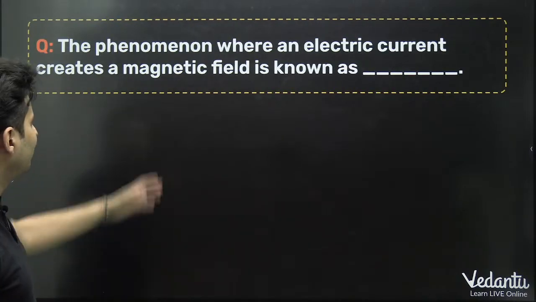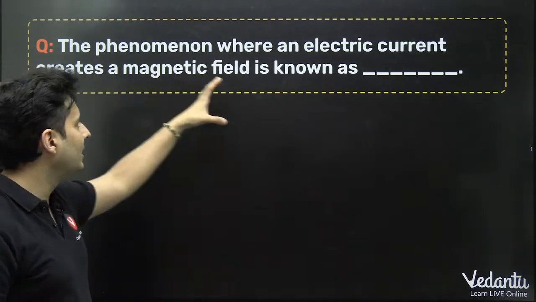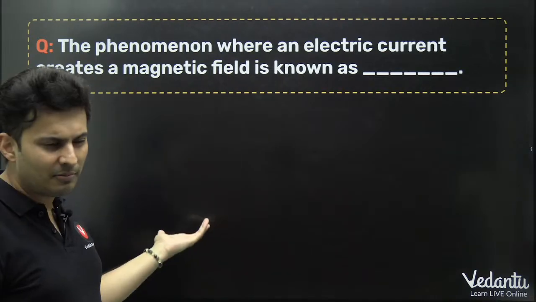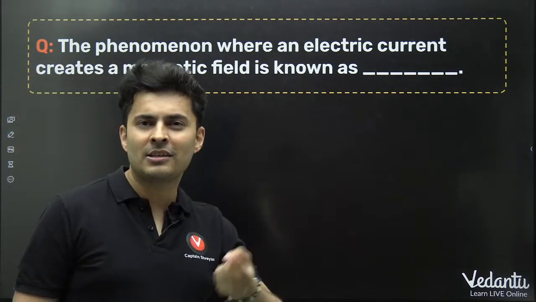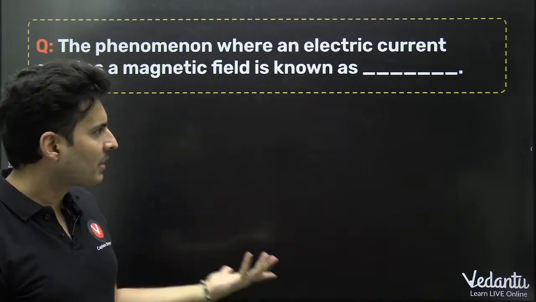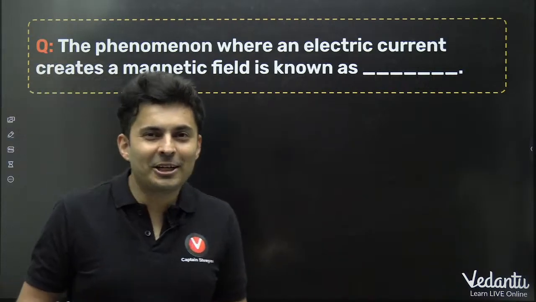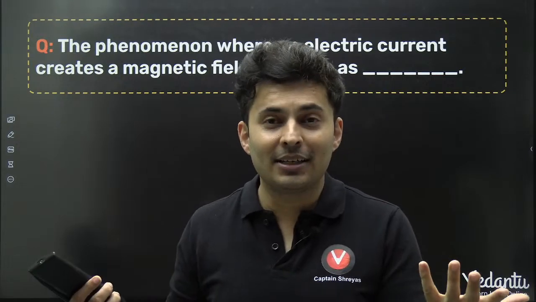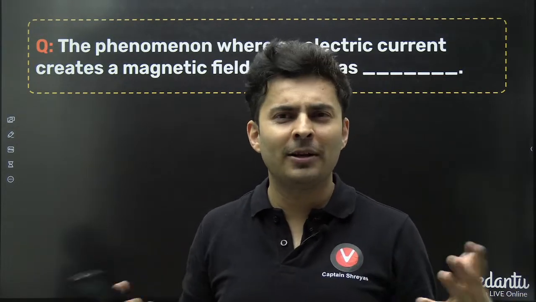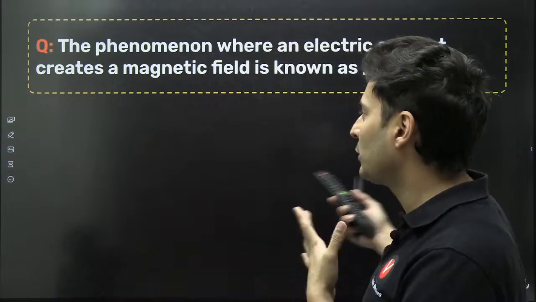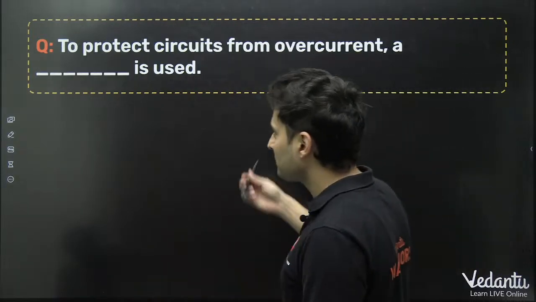Next one. The phenomena where an electrical current creates magnetic field. That's very simple. Current creating magnetism, electromagnetic property. Electromagnet. That's what an electromagnet is, right? You pass current in a coil, it behaves like a magnet. Oh, it's an electromagnet. So that phenomena, that property, that's electromagnetic property.